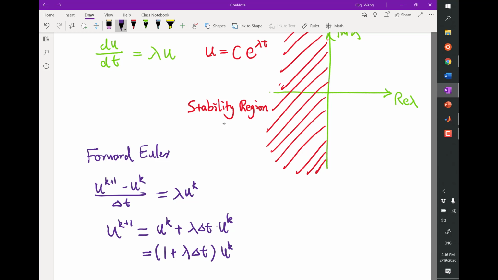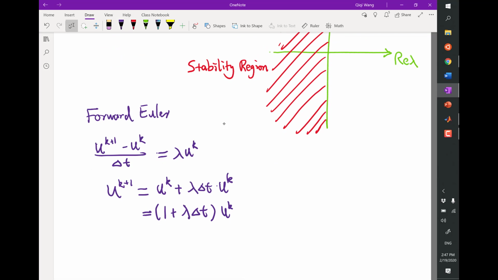So it's the magnitude of this number that is less than 1, and by magnitude I don't just mean the absolute value in the sense of real numbers. I mean the absolute value in the sense of complex numbers, right? So the condition for stability is the magnitude of 1 plus lambda delta t is less than 1.